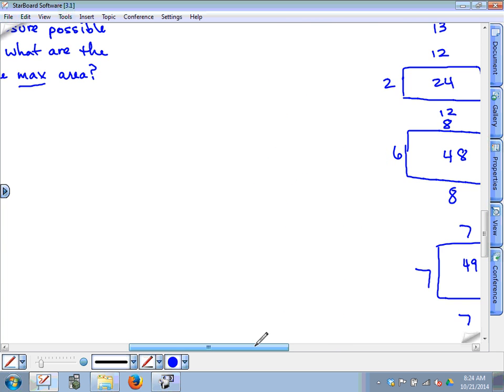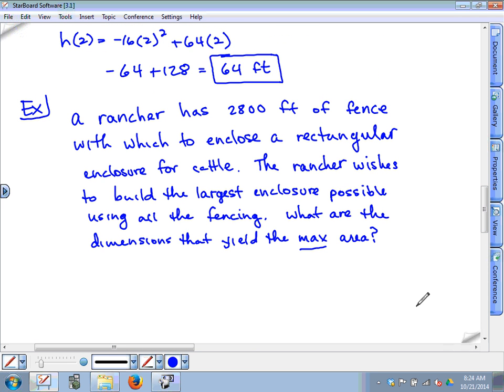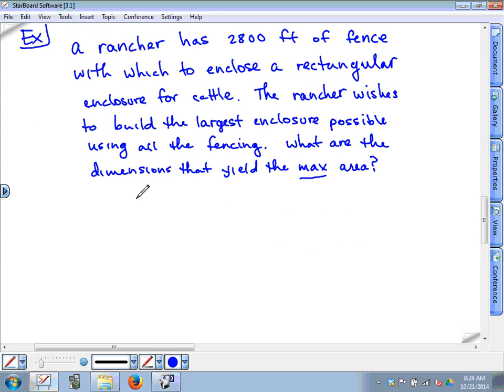So the key here is we have to prove it. That's the key here. We have to prove this using algebra and pre-calculus. So here we go. 2,800 feet of fencing is equal to the perimeter. Would you guys agree? Okay. What is the perimeter of a rectangle, though? Do you remember the formula?